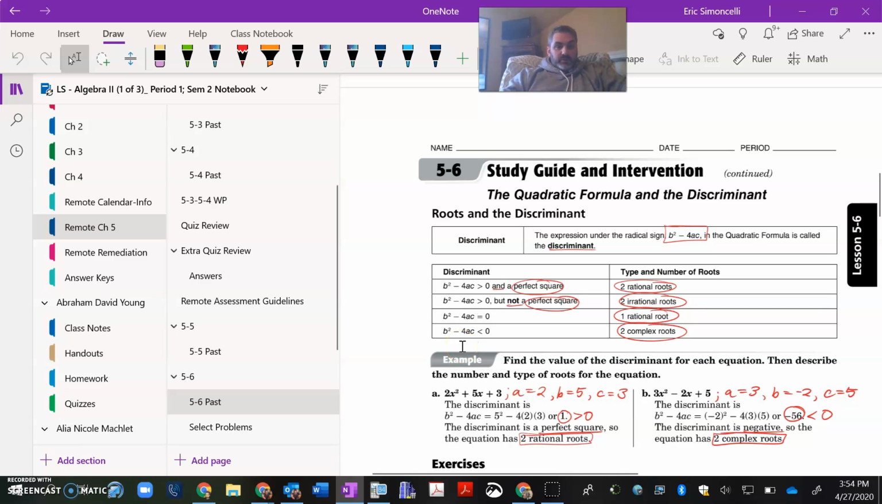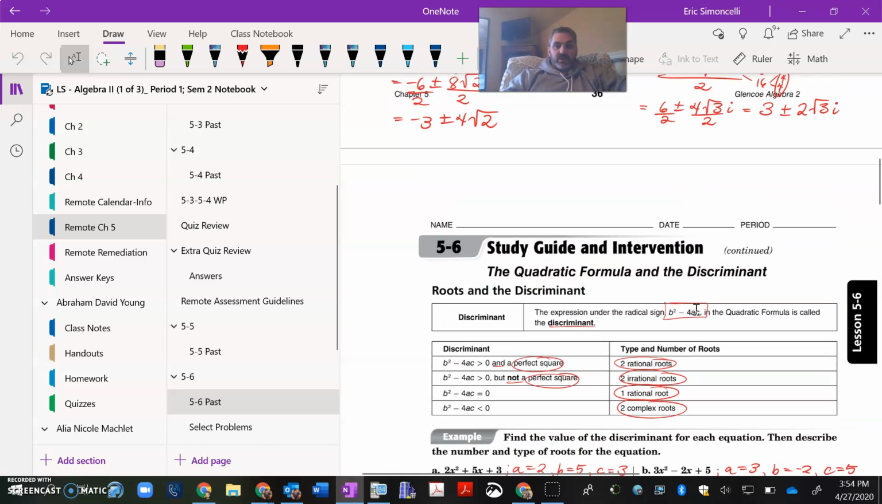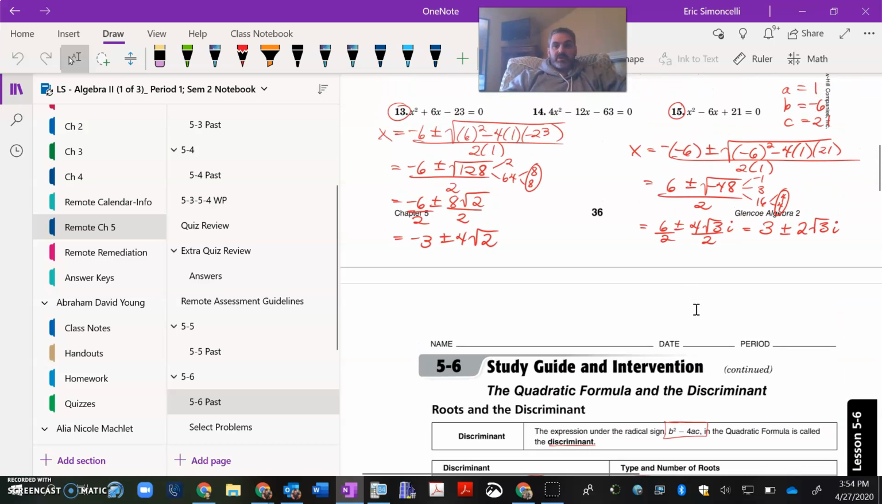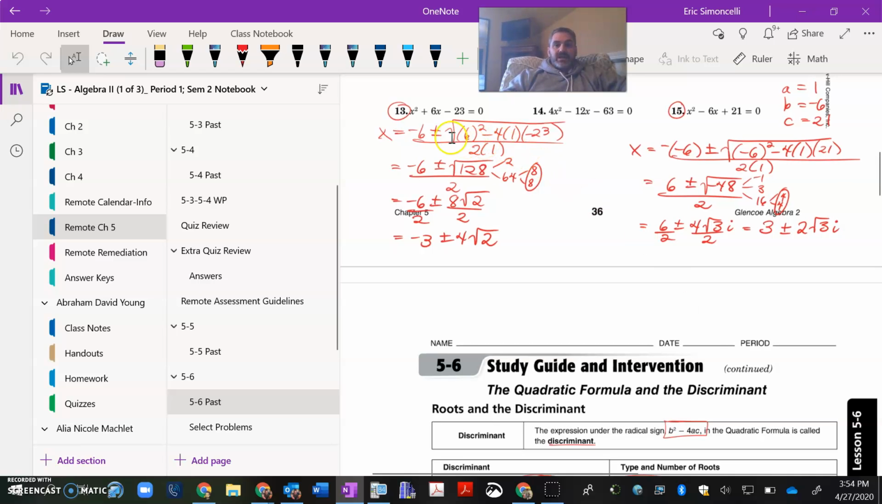The last thing to finish with here is the discriminant of b squared minus 4ac being less than 0. And if this is the case, you're just simply going to have two complex roots. Because I don't have a whole lot of time to completely do every single example or problem on this page, I'm going to finalize things by going back to the prior page, page 36. When I had done number 13, I had actually gotten a non-perfect square radicand or discriminant, so we knew that the two roots were going to be irrational.